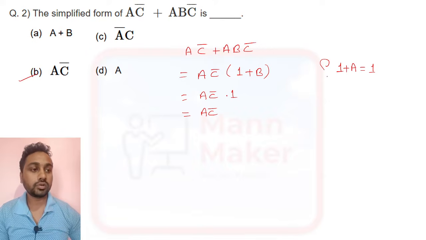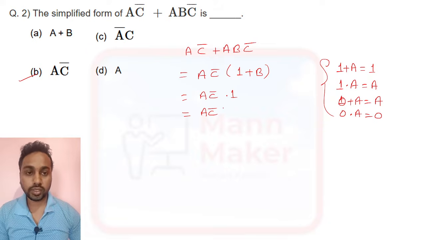Okay, like that you need to remember some Boolean points. Boolean algebra formulas are there, like 1 plus A is 1, then 1 dot A is A, then 0 plus A is A, then 0 dot A is 0. So like that some Boolean formulas are there, and you need to remember them to solve this kind of equation.